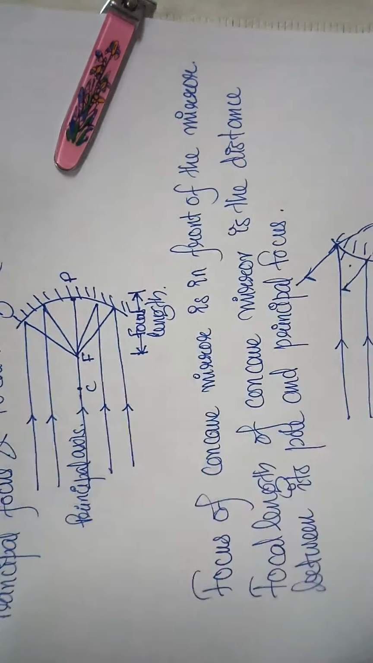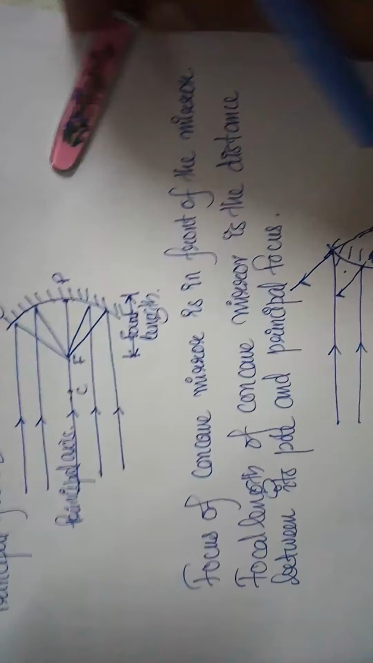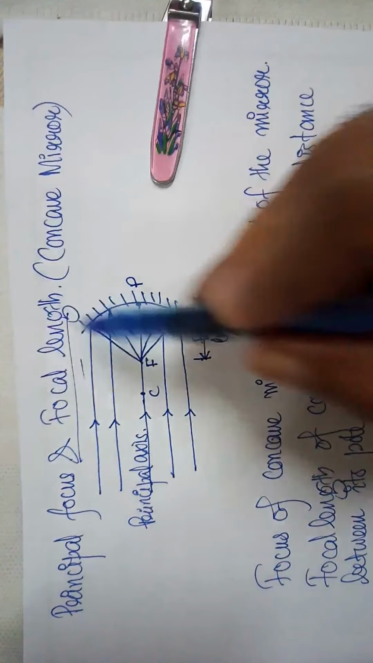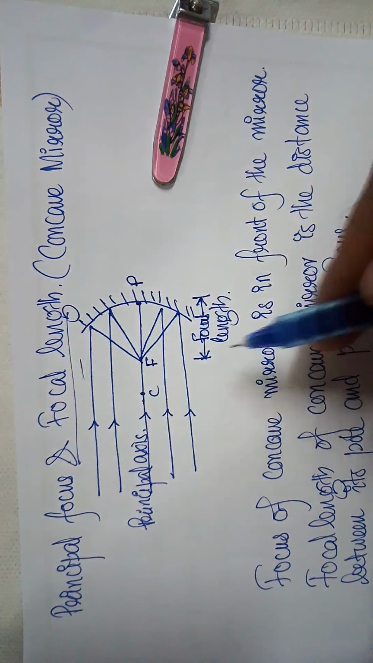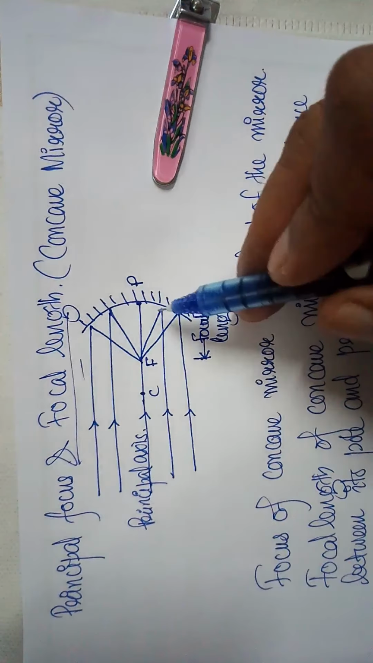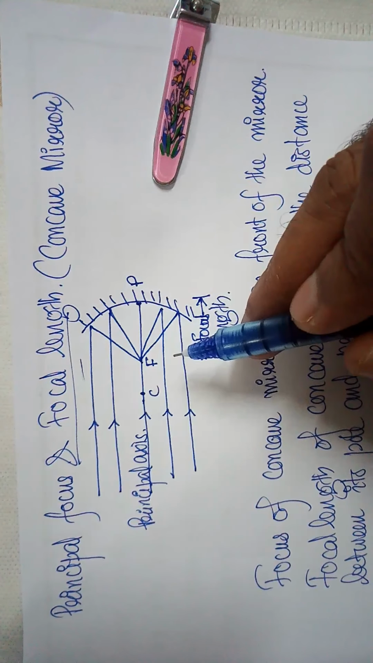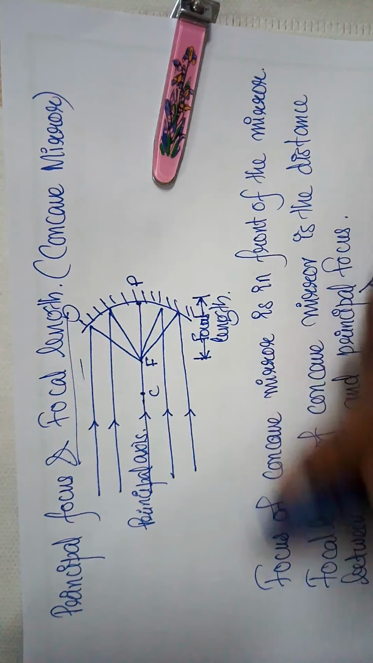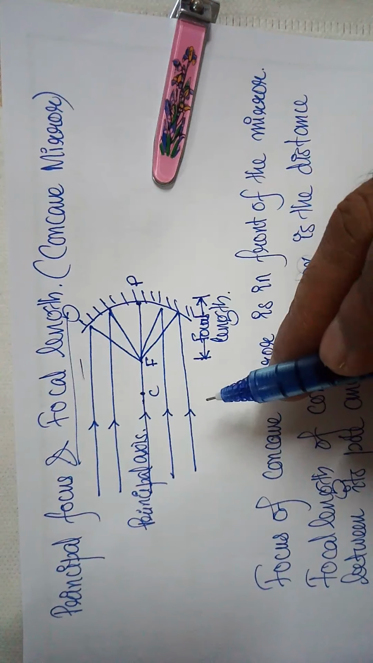Now, the principal focus and focal length of a concave mirror first. The principal focus of the concave mirror is the point on its principal axis to which all the light rays which are parallel and close to the axis converge after reflection from the concave mirror.